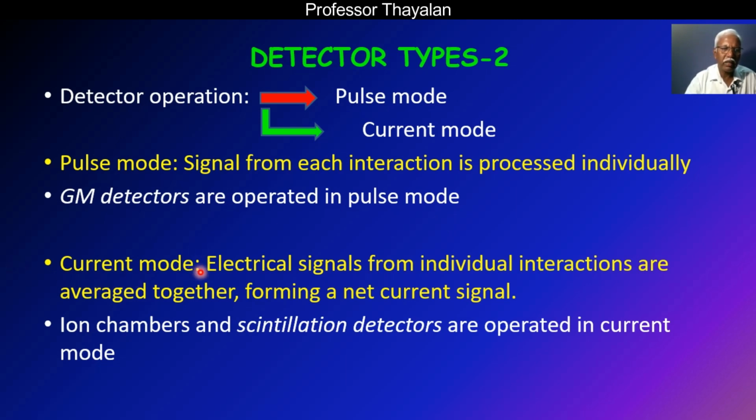On the other hand, there are current mode devices. What are current mode devices? Electrical signals from individual interactions are averaged together, forming a net current signal. So individual interactions are averaged together and finally form a net current. So this is called current mode. So ion chambers and scintillation detectors are operated in current mode. So the GM counter is operated in pulse mode. Ion chambers and scintillation detectors are operated in current mode.